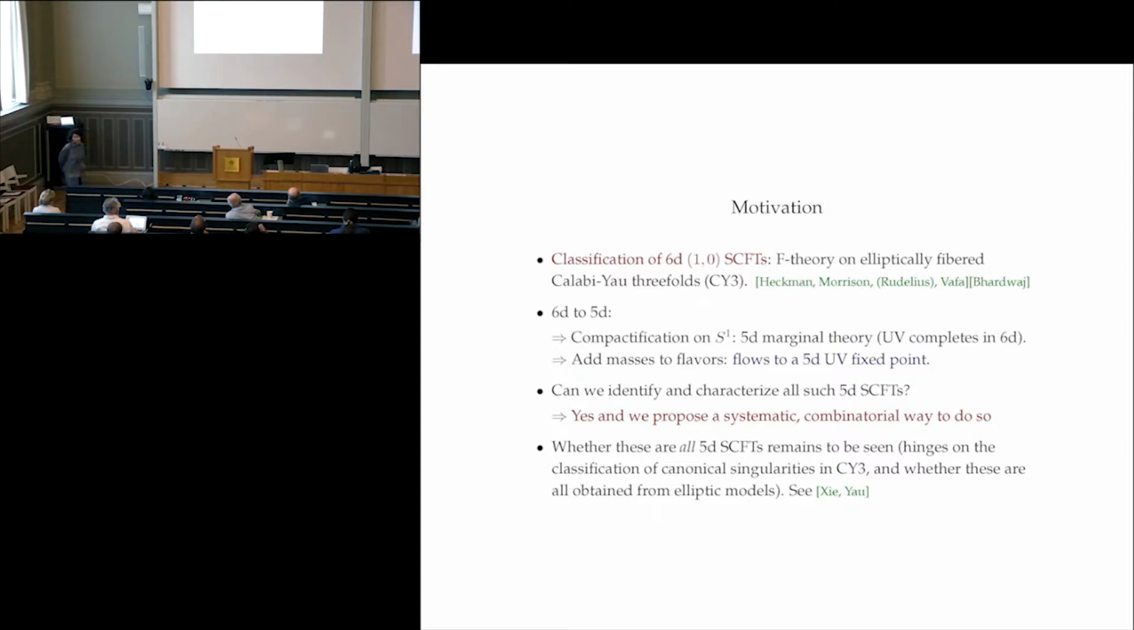So one question that you can ask, given the 6D classification, is: can we identify all 5D theories that can be reached by circle compactification plus mass deformation systematically in some nice framework? The question whether these are all 5D theories is a slightly more complicated question and hinges really on the classification of canonical singularities in Calabi-Yau threefolds, so whether these are actually all descending from such geometries, as conjectured in Shi and Yao's work.